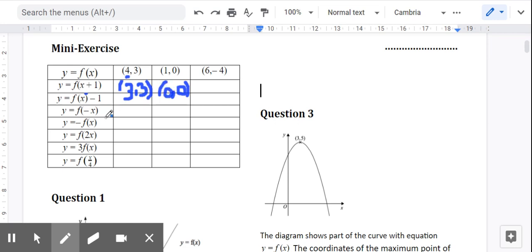Let's see how we can answer questions which have transformations outside the brackets. For example, y equal to 3f of x. So 3f of x, there's no transformation inside the brackets, so x remains the same. So the original coordinate, which will be 4. However, y changes because you're multiplying by 3. Now we don't do the inverse for the y coordinate. It's literally multiplying it by 3. So the y coordinate is 3, 3 times 3, which gives you 9.